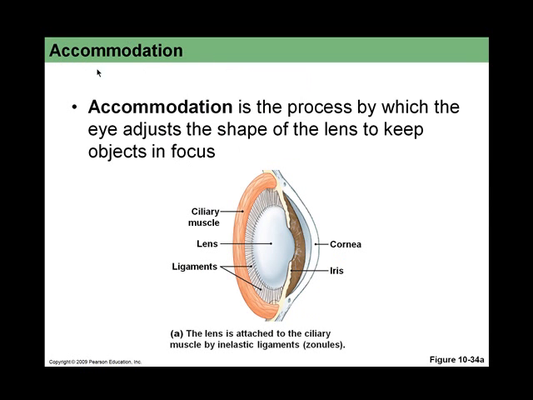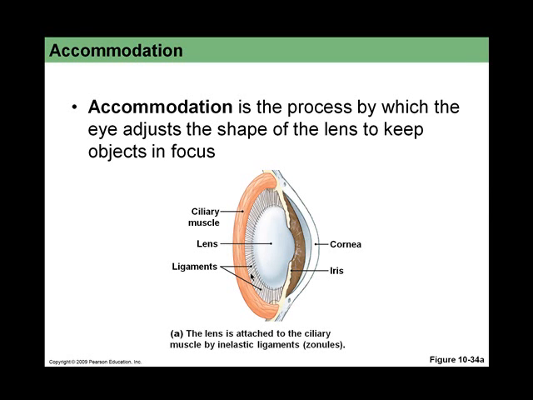So this is, as I stumbled through it, poorly described accommodation. It's the process by which the eye adjusts the shape of the lens to keep objects in focus. I was trying to make it a little bit generic and was struggling with it, right? So we know that in the ciliary body, as we talked about, there's a ciliary muscle, so it is radial in its orientation. These are smooth muscle fibers.